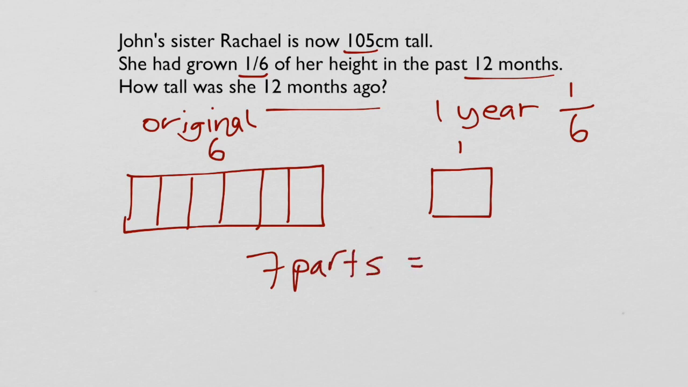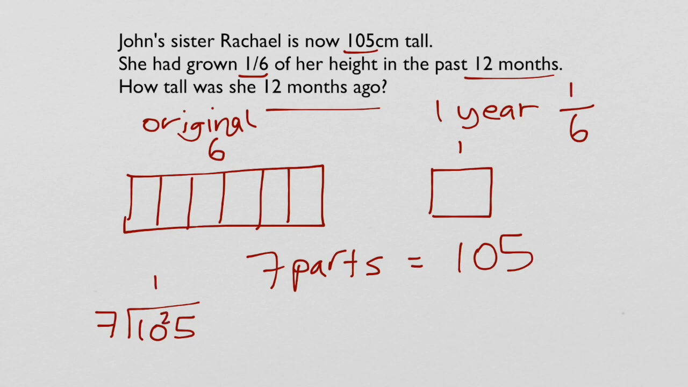So I need to work out what 1 part is worth, and then either times it by 6, or I can just take away that number from 105 to get that original height. Okay, so let's give that a go. If altogether there are 7 parts, and those 7 parts are worth 105 centimeters, then 1 part is going to be worth 105 divided by 7, which equals 15.